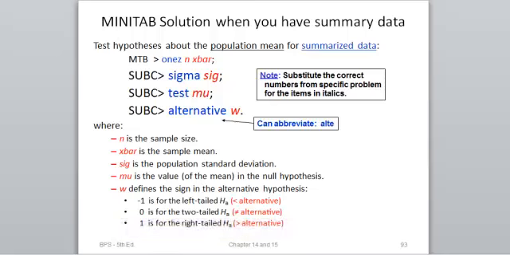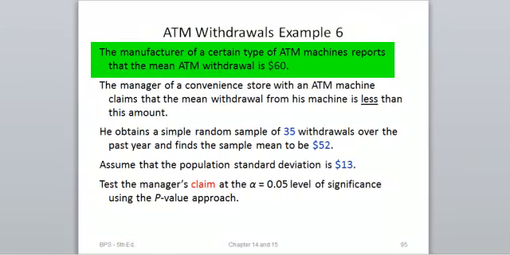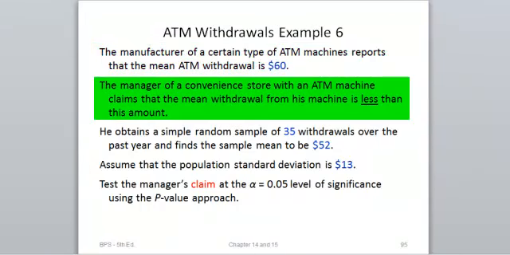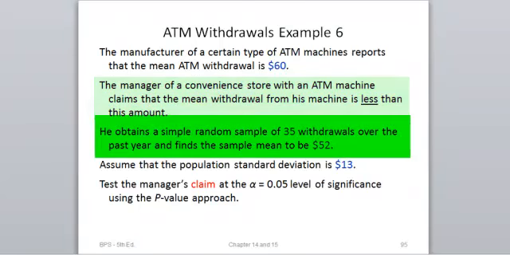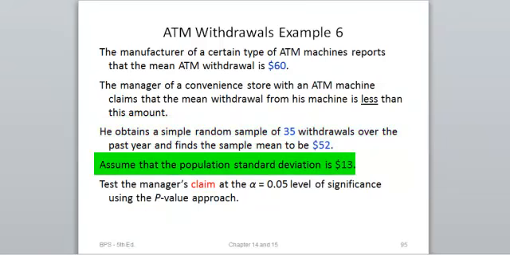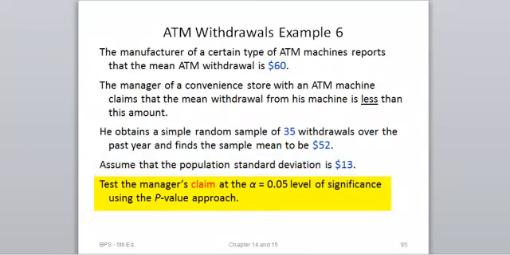So let's look at an example. In this problem, it says a certain type of ATM machine reports that the mean ATM withdrawal is $60. A manager of a convenience store with an ATM machine claims that the mean withdrawal for his machine is less than that amount. He obtains a simple random sample of 35 withdrawals over the past year and finds the sample mean to be 52. Now assume that the population standard deviation is 13. Let's test the manager's claim at a 0.05 significance level using the p-value approach.